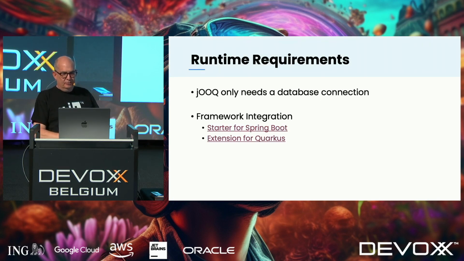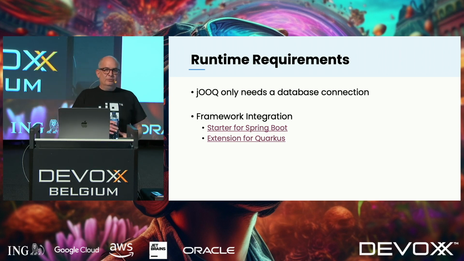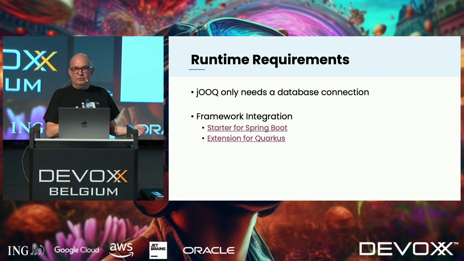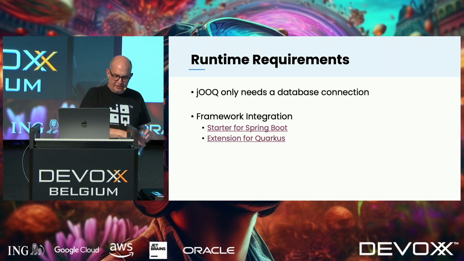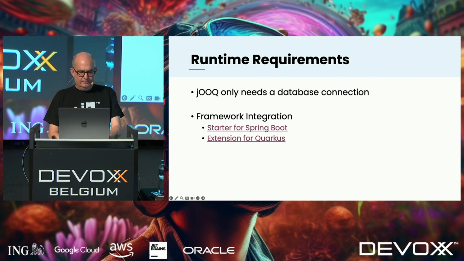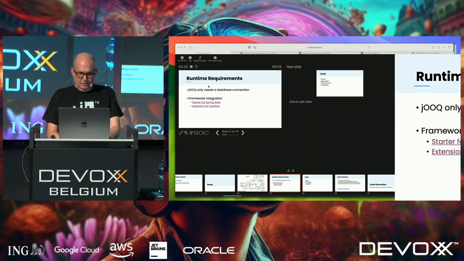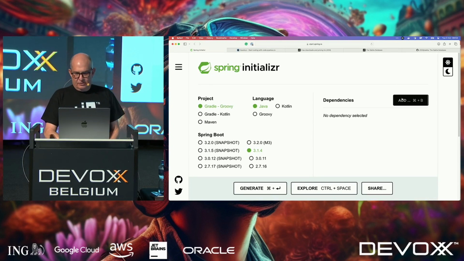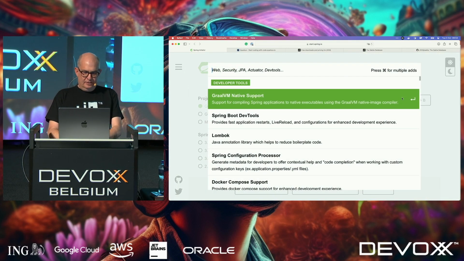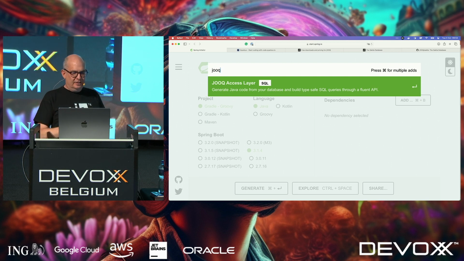Now, if you want to use jOOQ, you just need a database connection. So you don't need any framework to use jOOQ, because jOOQ is just on top of JDBC, and if you have a JDBC connection, you can use jOOQ. But for sure, there are framework integrations. For example, there is a starter for Spring Boot. And if you go to start.spring.io, for example, you can search for jOOQ, and then you will find the jOOQ access layer starter.